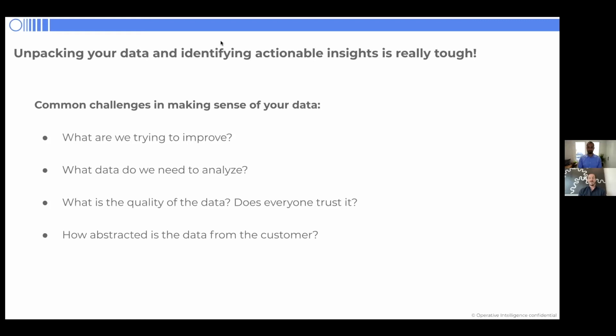In follow-on from that, what is the quality of the data? Does everyone trust it? This is always a big question that comes up. I think the really key thing here is that one of the most important pieces to get right in driving insight to action is having data that everyone trusts and believes in, and not just within the contact center. I would almost argue that within the broader organization is equally or potentially more important.